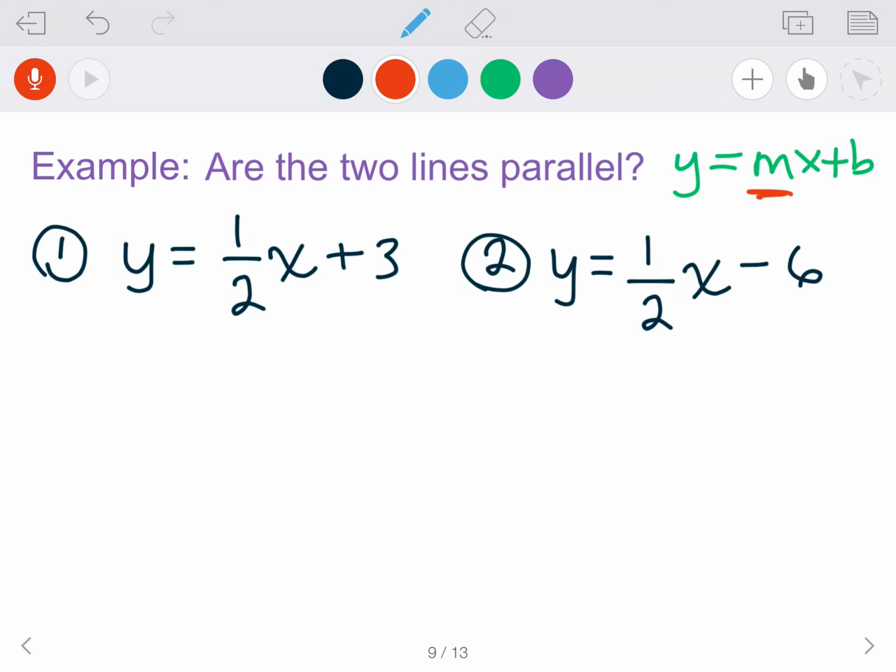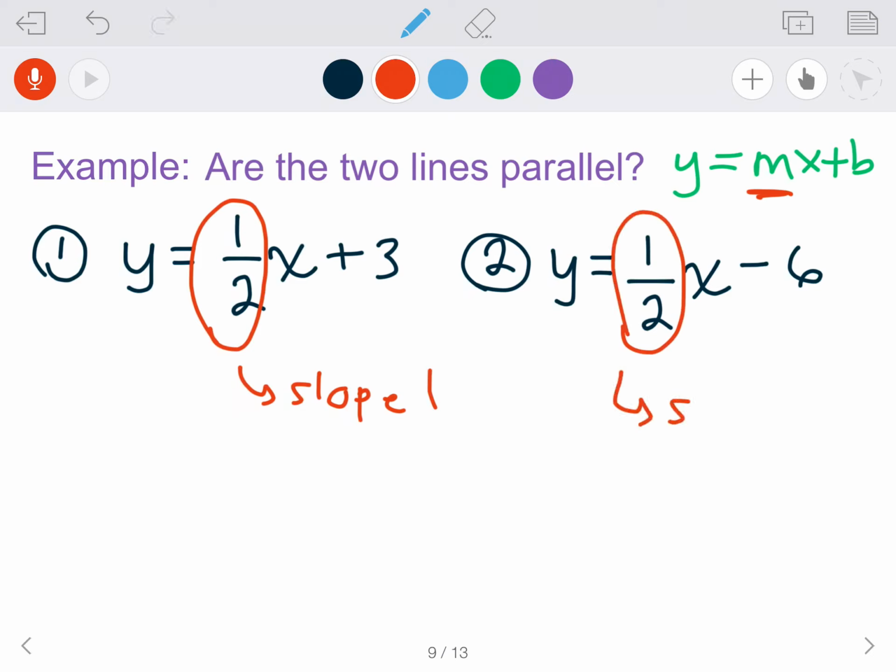So in the first equation, y equals 1/2 x plus 3, the number that is being multiplied by the x is our slope. In this case, it's 1/2. I'll call that slope 1. In the second equation, y equals 1/2 x minus 6, again, we're looking for the number that's being multiplied by x, and that is 1/2. I'll call that slope 2.